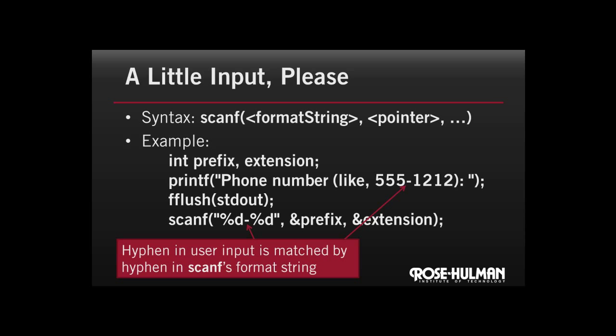And then I actually list pointers to the variables that I want to get the results. And so the ampersands here, if you squint at that, it looks a little like an A. That ampersand means I want to give scanf the address of my prefix variable and the address of my extension variable. We call those addresses pointers because they let scanf point at where these variables are. That's going to let the scanf function that's built into C store the results that it gets from the user back into these local variables that we declared in our code.